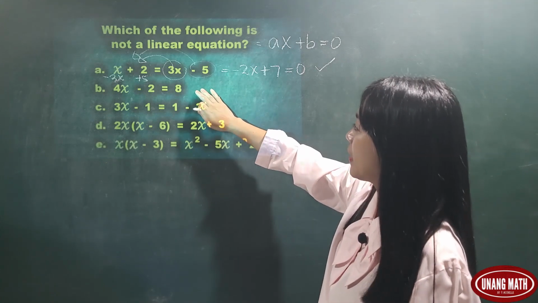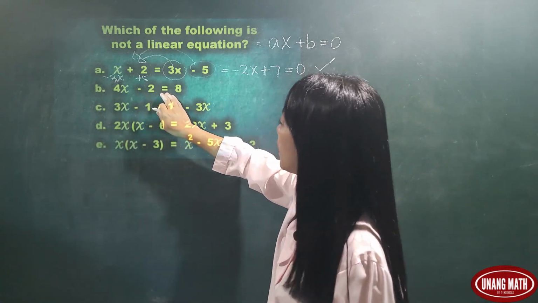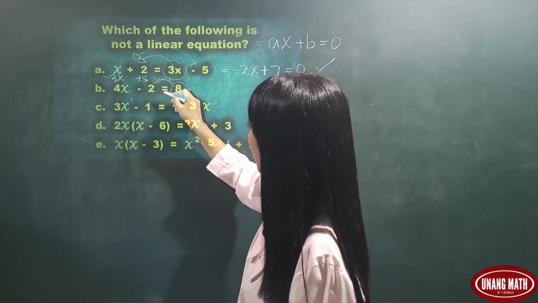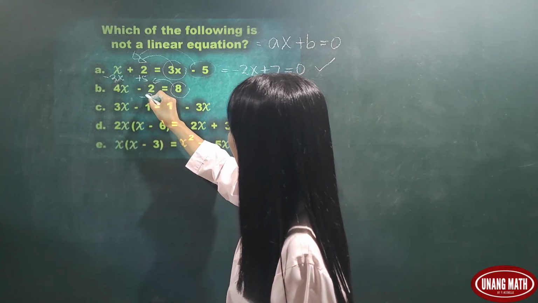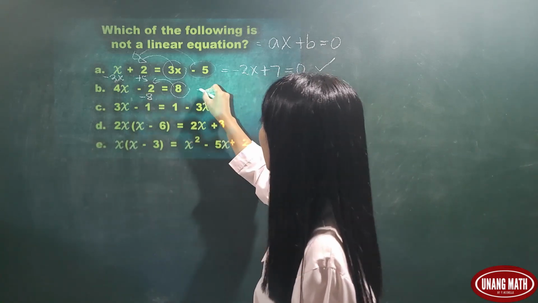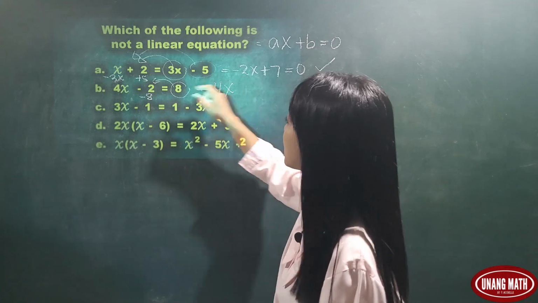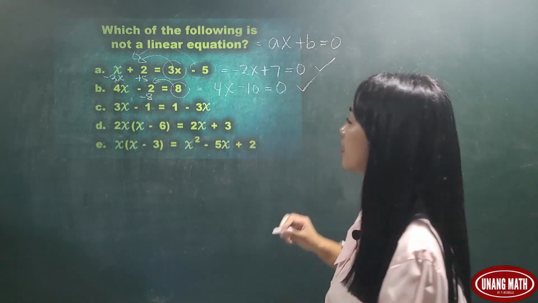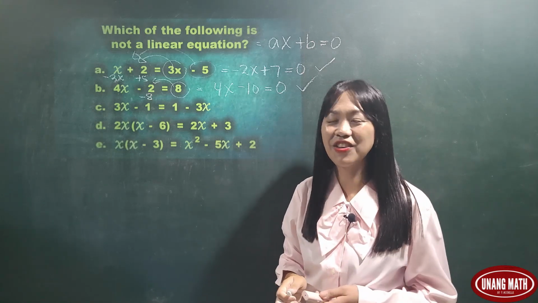Okay, how about letter B? 4x minus 2 equals 8. Transpose 8 to the left side of the equation. This is positive, so it becomes negative 8. So 4x minus 2 minus 8, this is equal to 4x minus 10 is equal to 0. So this is also a linear equation.